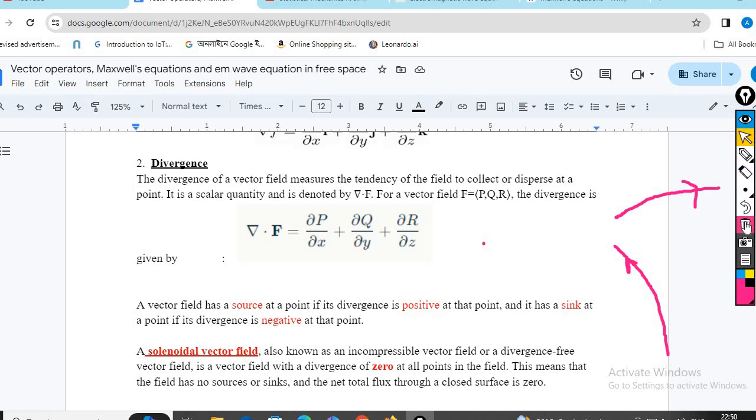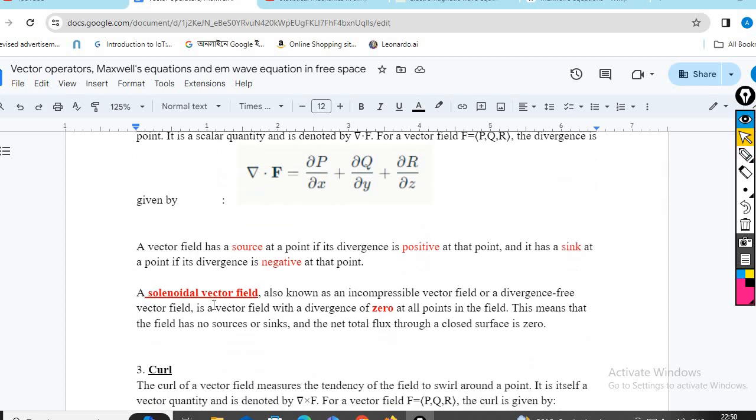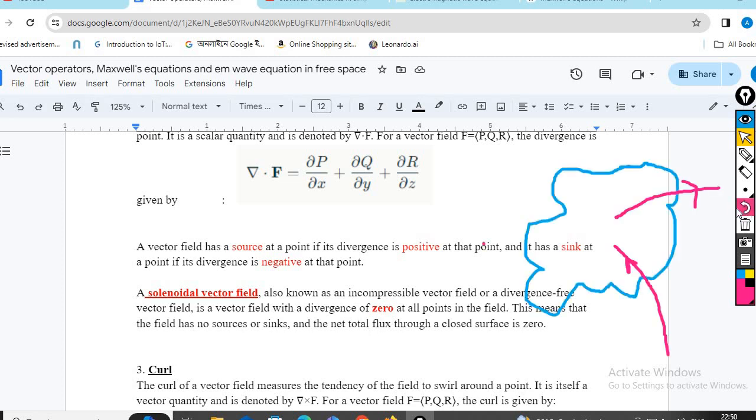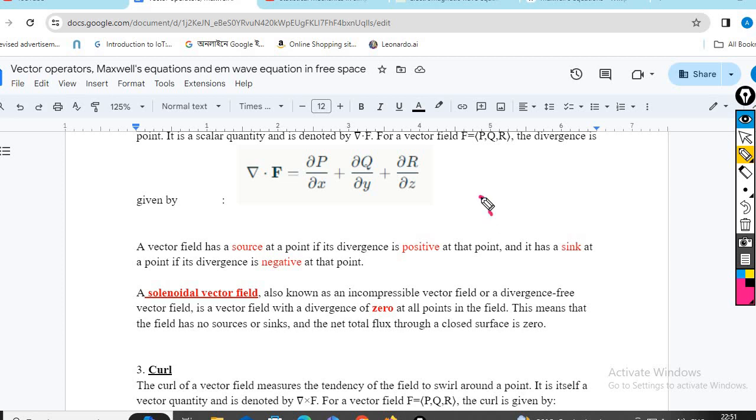But there is another possibility. The possibility is the divergence of the vector field is equal to 0. That means nothing is going out, nothing is going in. The field is in a closed system. So then the divergence of this vector field will be equal to 0, and this will be considered as a solenoidal vector field.